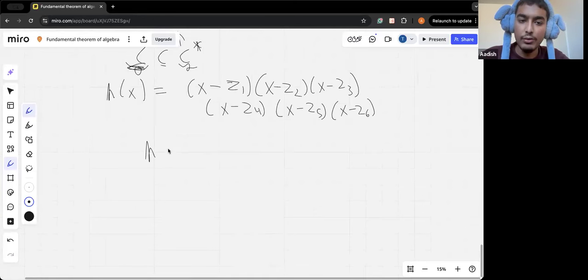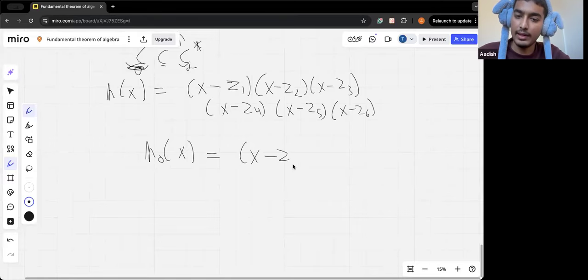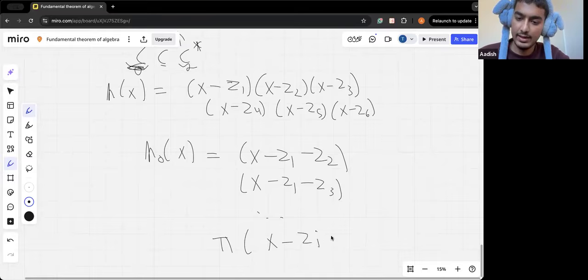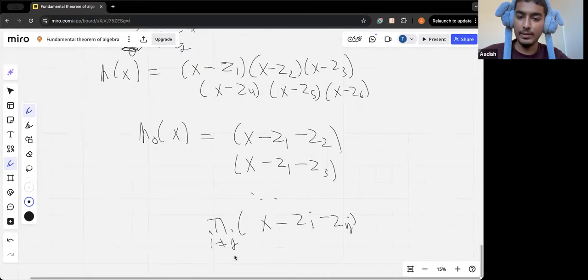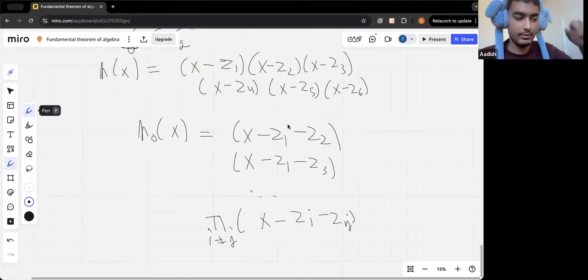So here, what I do is I write a new polynomial. Let's call this P naught of x. This polynomial is (x minus z1 minus z2) times (x minus z1 minus z3), and it's basically dot dot dot, the product of (x minus zi minus zj) over i not equal to j. I write down this polynomial.